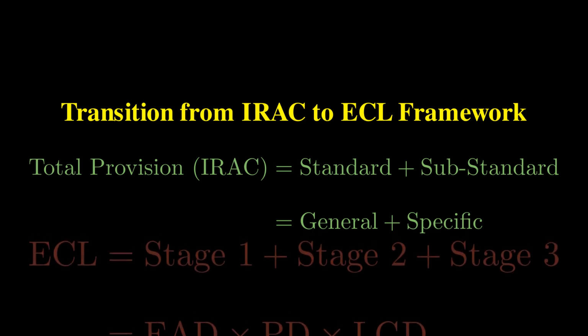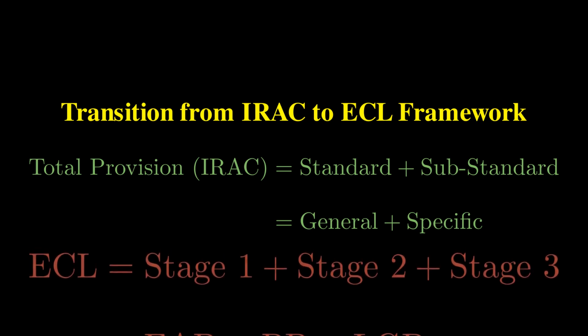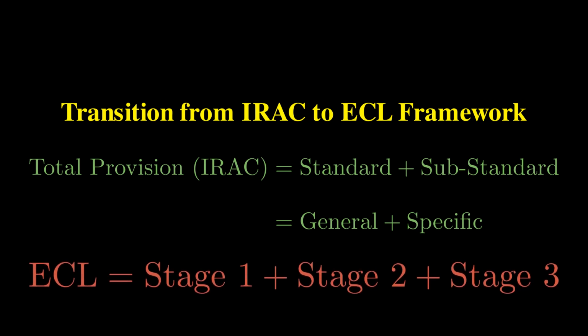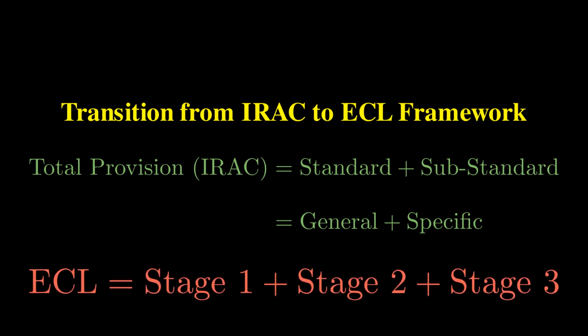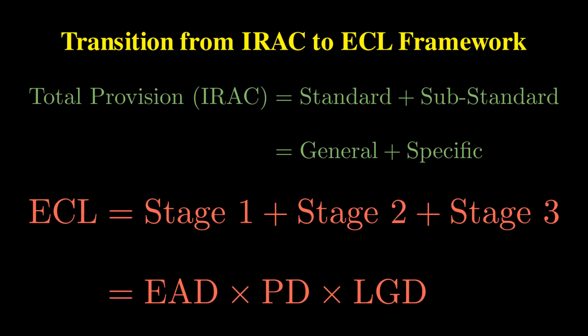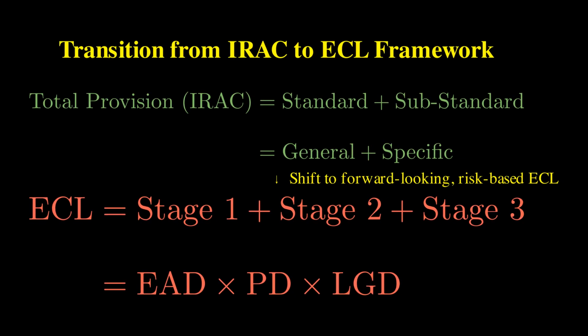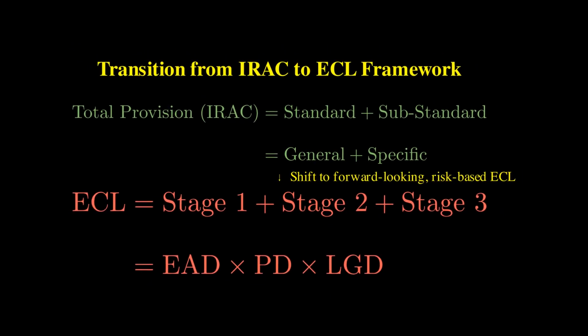Between 30 and 90 days past due, the borrower has missed payments, but the loan is not yet classified as non-performing. Under IRAC, the provision remains general. However, under ECL, this falls under Stage 2, a phase that captures significant increase in credit risk before default occurs. After 90 days past due, the asset becomes non-performing under IRAC. This is covered by a specific provision, which corresponds to Stage 3 in ECL, full recognition of credit loss.